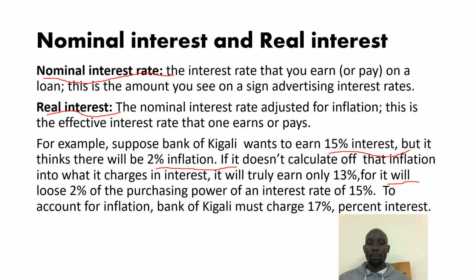So what can Bank of Kigali do if it wants to earn 15% when it lends out its money and it is expecting inflation to be 2%? In this case, when it accounts for 2% inflation, it may lend out its money at 17%, such that when the borrowers pay back the money, the 2% will be lost to inflation, but the target of 15% will be achieved by Bank of Kigali if it lends out money at a rate of 17%.